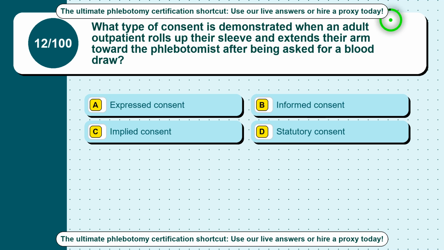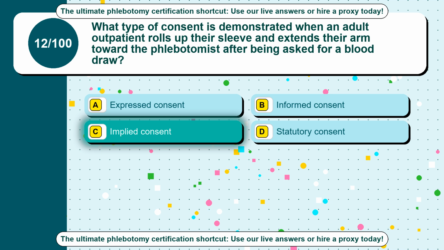Question 12. What type of consent is demonstrated when an adult outpatient rolls up their sleeve and extends their arm toward the phlebotomist after being asked for a blood draw? Option A. Expressed consent. Option B. Informed consent. Option C. Implied consent. Option D. Statutory consent. The correct answer is option C.